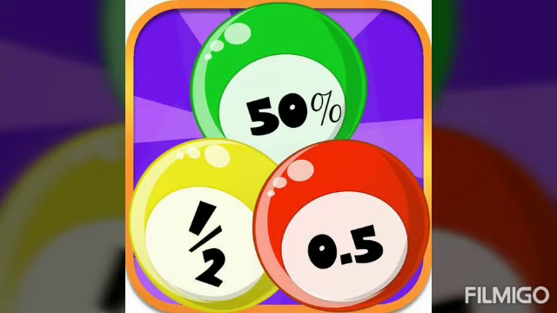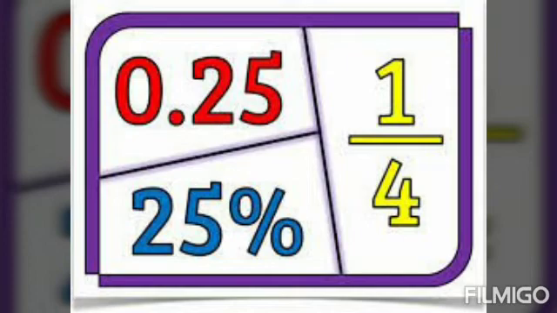Now we will learn how percentage can be represented in the form of decimal and in the form of fraction. See, 50% can also be written as half, 1 upon 2. It can also be written as 0.5. Similarly, 25% can be written as 0.25 as well as 1 upon 4. So we can see the percentage can be expressed in the form of fraction as well as decimals.